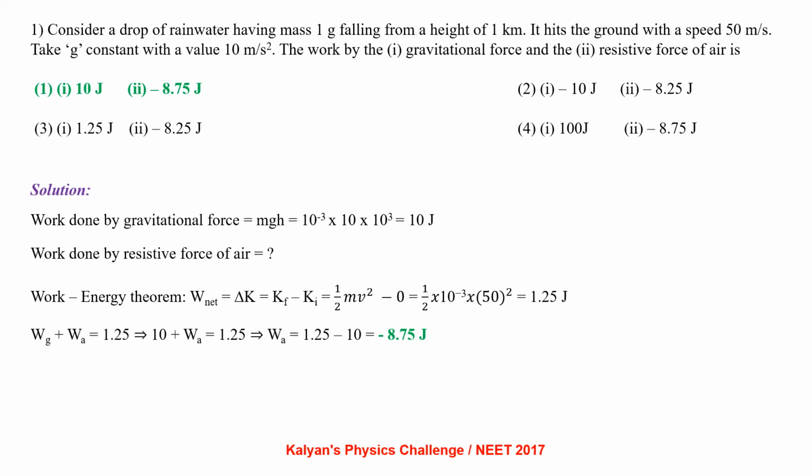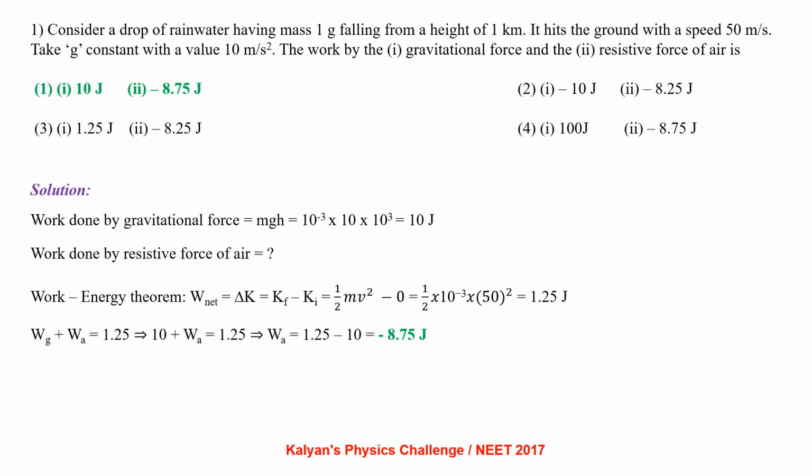As we know, work done by gravitational force is nothing but mgh. So from the given data, mass of the raindrop is 1 gram, g is taken to be 10, and it is falling from a height of 1 kilometer. So the work done by gravitational force comes out to be 10 joule.